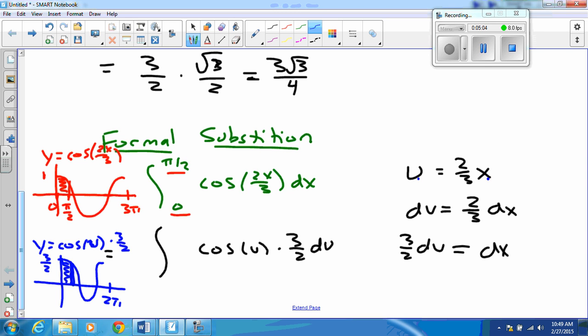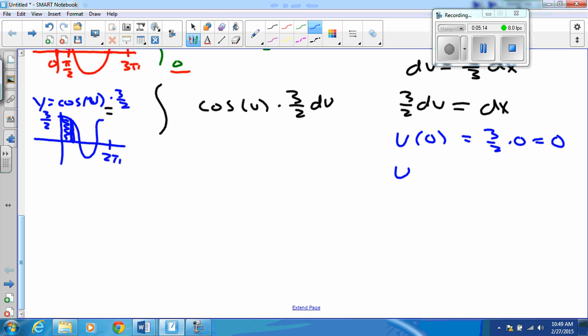How do I do that? Well, it's actually very easy. Since u is 3/2 x, I'm going to evaluate u at the lower limit of integration, and I'm going to evaluate u at the upper limit of integration.